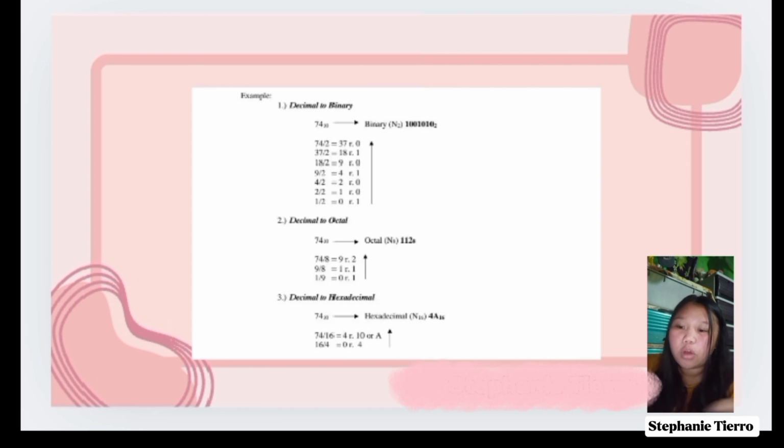So, iniisip nyo kung ano yung, bakit may A dyan. Kasi, 10 kasi nag-start si decimal, kaya naging 16 rin yung base niya. And ABC rin yung ginagawa niyang represent, kaya naging 10 or A. So, pagkatapos nun, kunin natin siya pataas, kaya nakuha si 4A base 16.